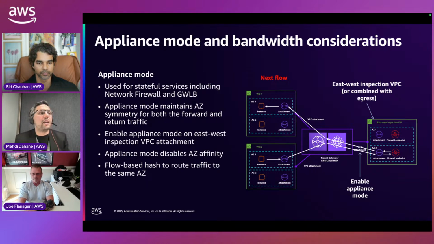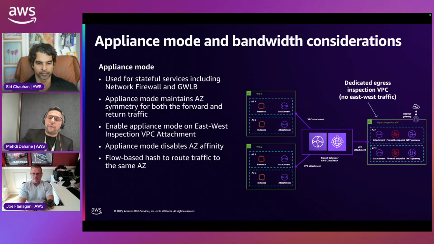I get a question saying, oh, so we're going in between AZs, so we're going to be charged inter-AZ cost. And the answer to that is, when you're going through a transit gateway or a Cloud WAN, there is no inter-AZ cost. So if I'm going from AZ1 on the left through transit gateway to AZ2 on the right, there is no inter-AZ cost. There's just the charge of the transit gateway or Cloud WAN.